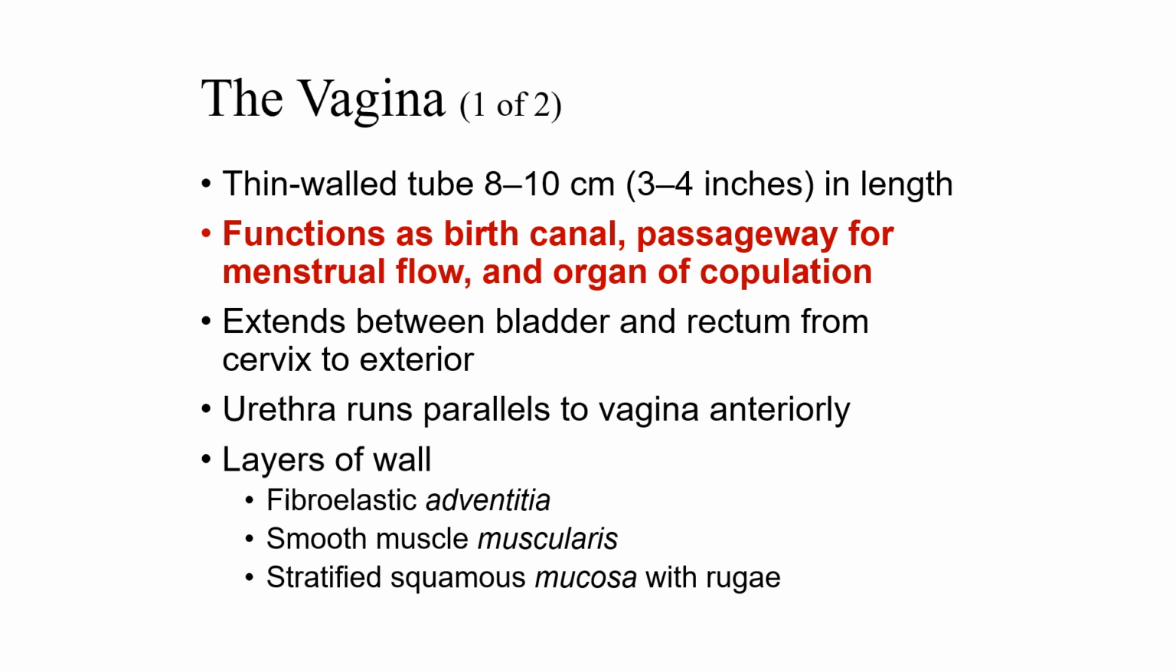The vagina is a tube. Notice it's about 3 to 4 inches in length. And remember that the average penis is 3 to 4 inches in length. Aha! Think God made those to go together? Think so. It's a tube. It's the birth canal. This is the way the menstrual flow gets out. Organ of copulation. Okay?